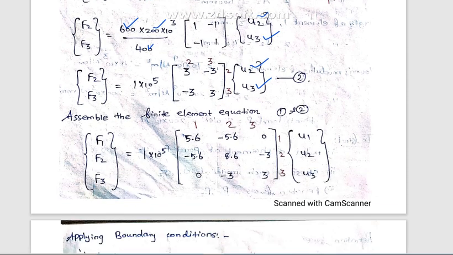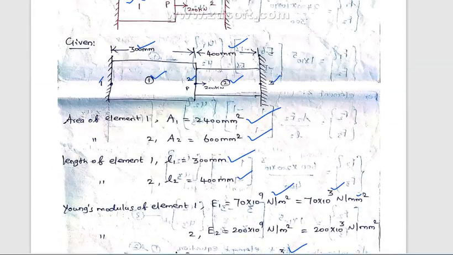Finally, you have to form the global finite element equation. You have to assemble the matrix, assemble the two elements into a single finite element equation. The total bar is located between nodal points 1, 2 and 3. Element 1 is located between nodal points 1 and 2. Element 2 is located between nodal points 2 and 3.